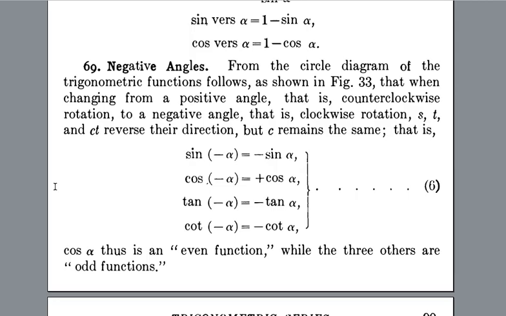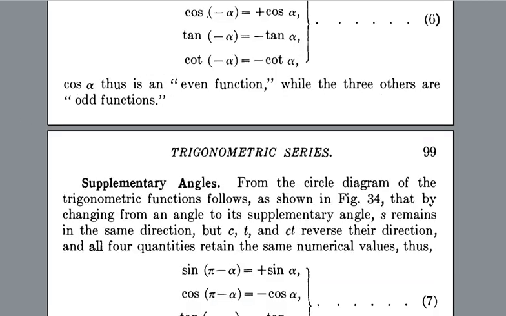The sine of negative alpha equals the negative sine of alpha. The cosine of negative alpha equals the positive cosine of alpha. The tangent of negative alpha equals the negative tangent of alpha. The cotangent of negative alpha equals the negative cotangent of alpha. Thus, the cosine of alpha is classified as an even function, while the sine, tangent, and cotangent of alpha are classified as odd functions. Complementary angles.